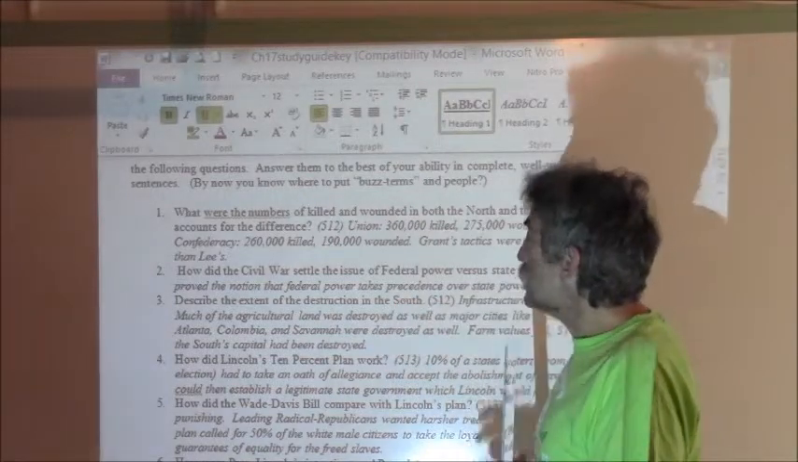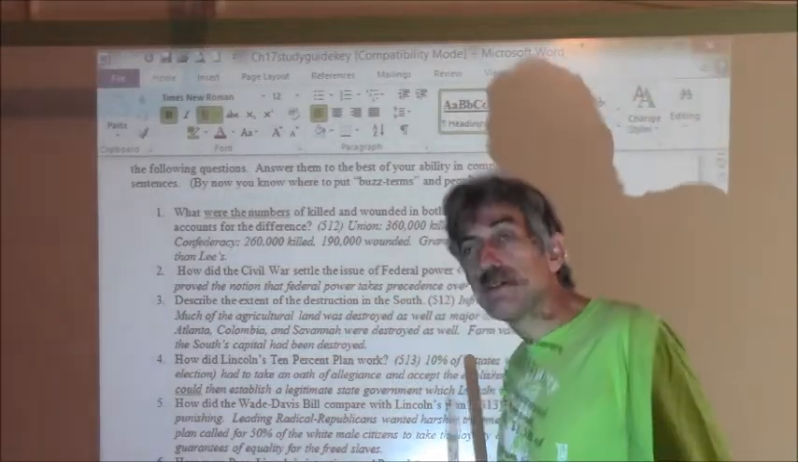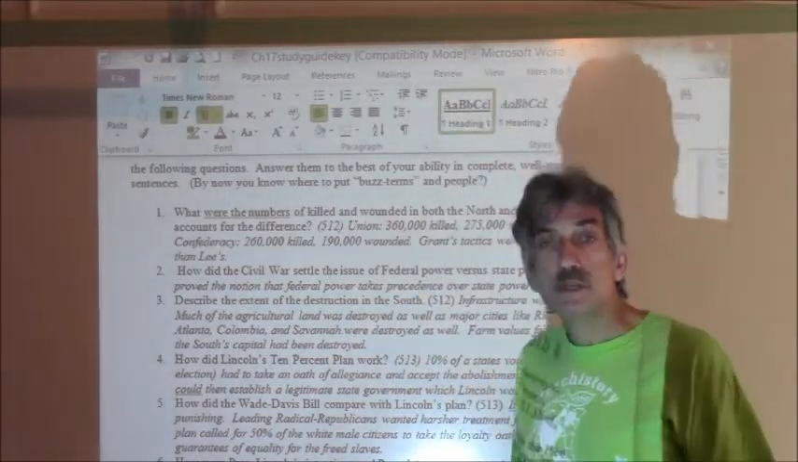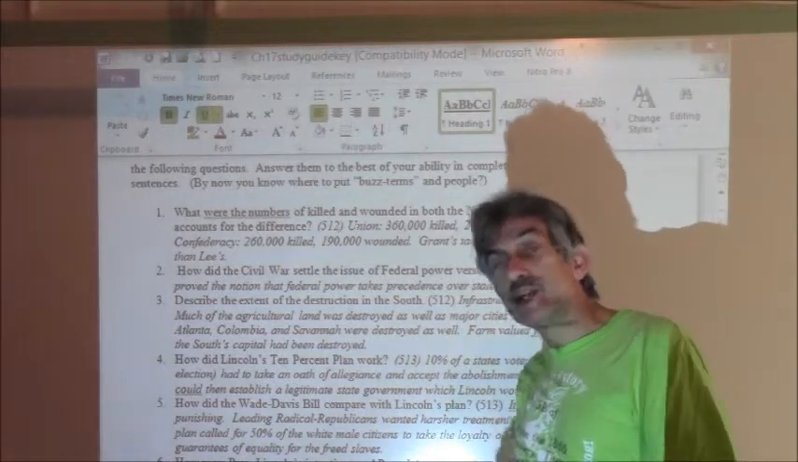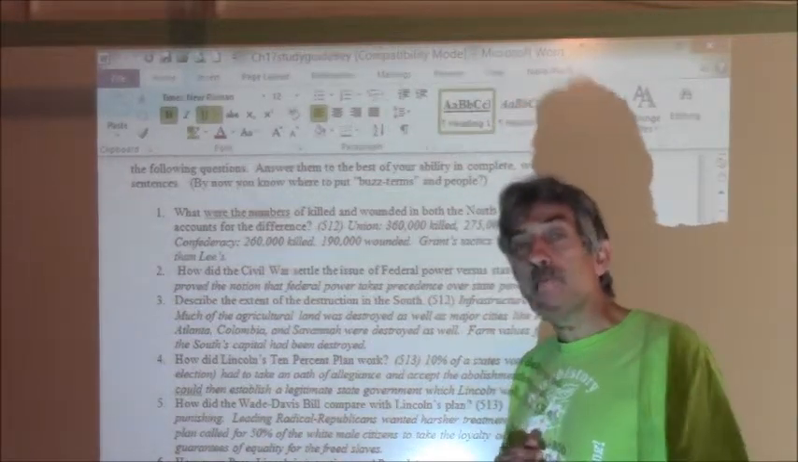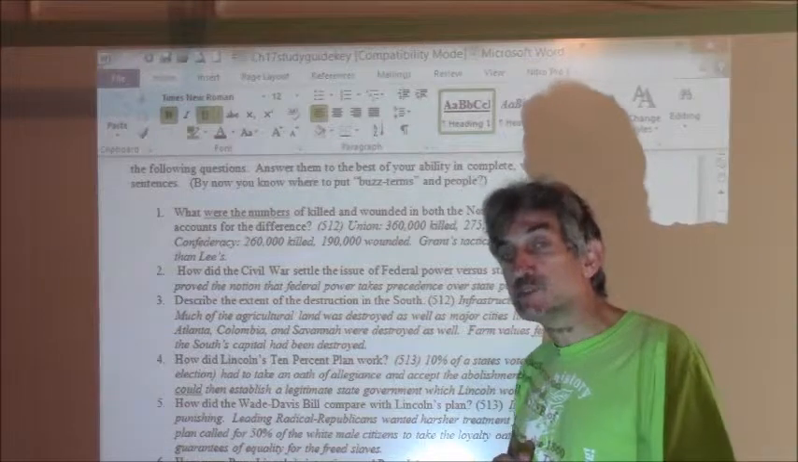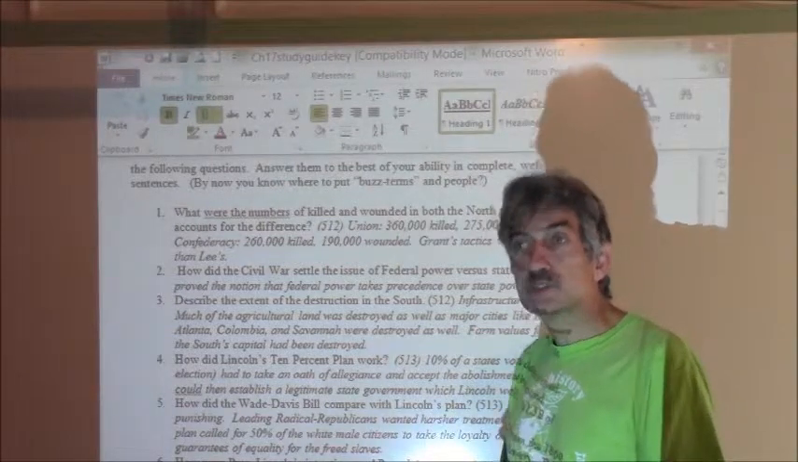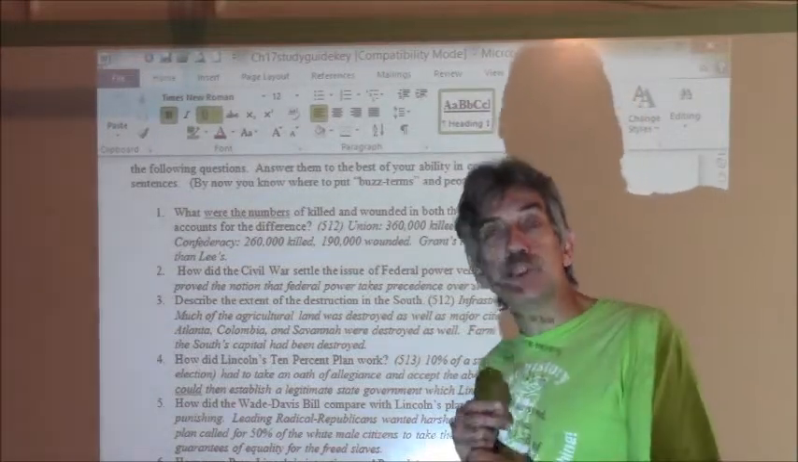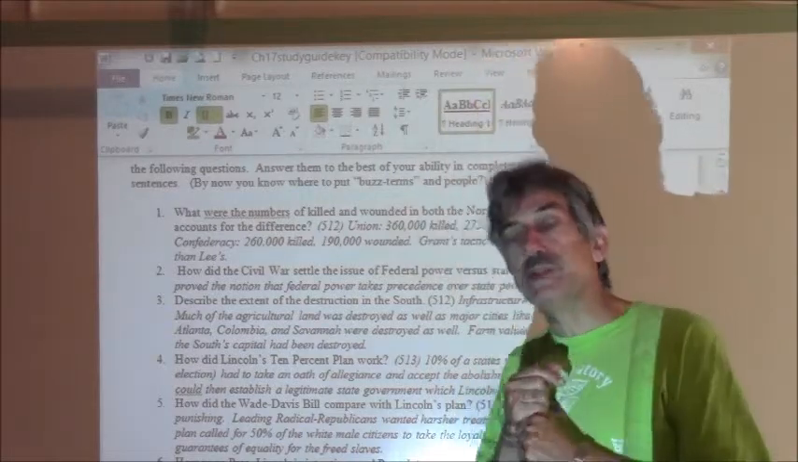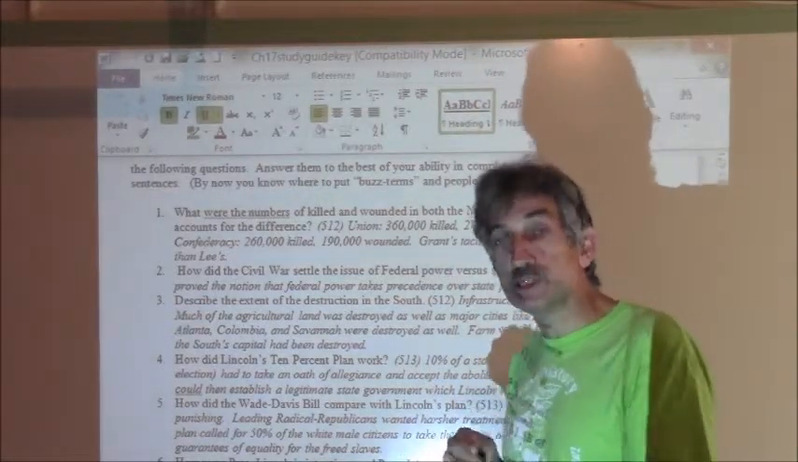The extent of the destruction in the South. Describe the extent of that destruction. It was total. Remember, the South was fighting a defensive war, which meant most of the battles were fought on southern soil. The furthest that the Confederacy ever got was Gettysburg in Pennsylvania. It didn't get any further north than that. So the North was largely untouched.